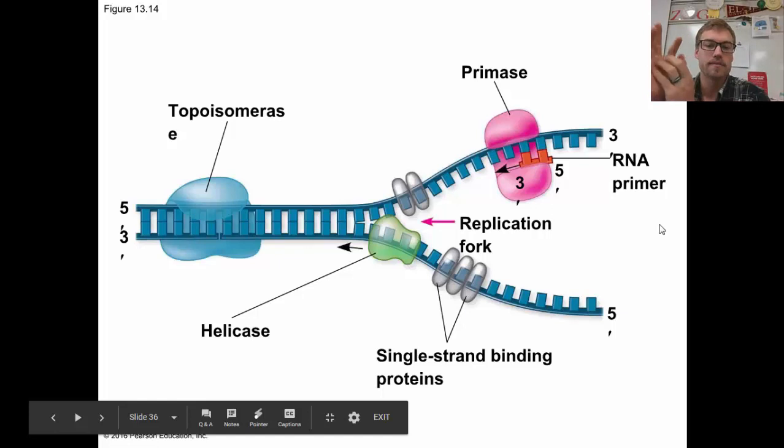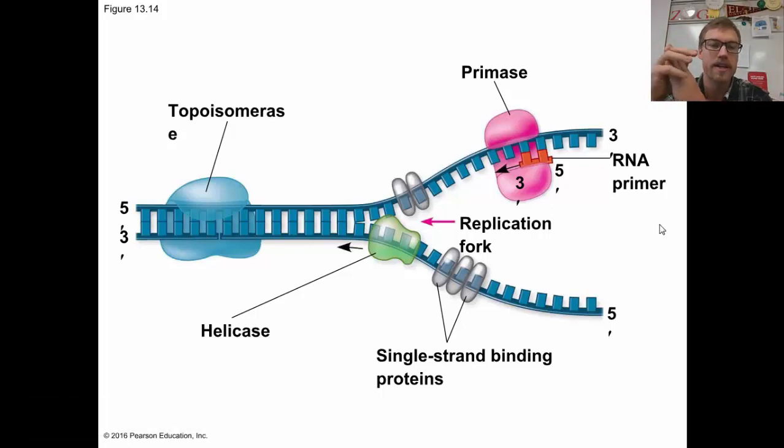So this is a model showing you what is happening at the replication forks. You have topoisomerase, which is helping to stabilize the DNA molecule because it is twisted. And so topoisomerase is there to help to untwist it. Then you have helicase, which is breaking the hydrogen bonds that are between the nucleotides of the two strands.